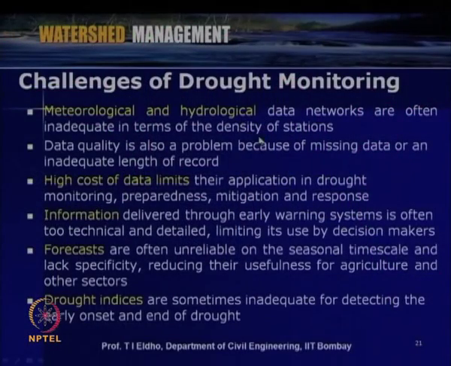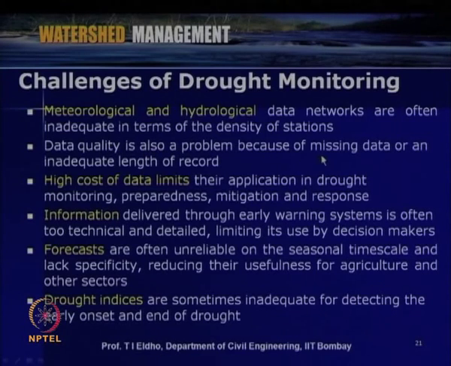Now let us look into the important challenges when we deal with drought monitoring. Here I have listed some of the important aspects, like meteorological and hydrological aspects. As we have seen, drought can be meteorological drought or hydrological drought mainly. With respect to data networks, the data availability will be inadequate. So we have to have more stations, or the density of stations can be improved so that we get better data, and then we can go for better warning systems or better predictions.